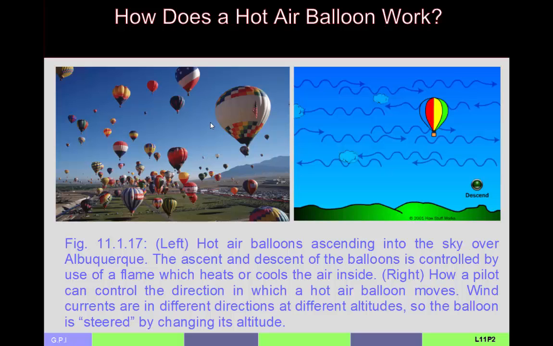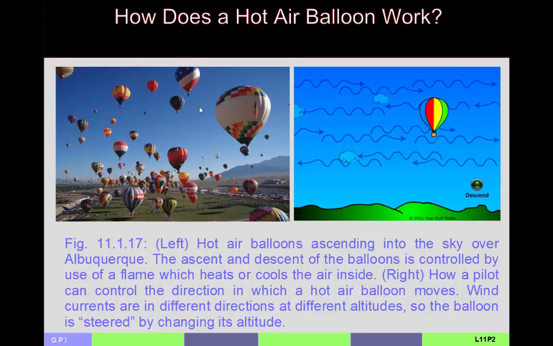And then when you want to descend, you basically allow the air to cool, and by cooling, the air starts to contract a bit, and so more air gets pulled in, and so the pressure equalizes the pressure outside, but now you also have an extra mass attached at the bottom. You have the mass of the fabric and so on. The whole thing ends up being collectively more dense than the surrounding air, and so it starts to descend.